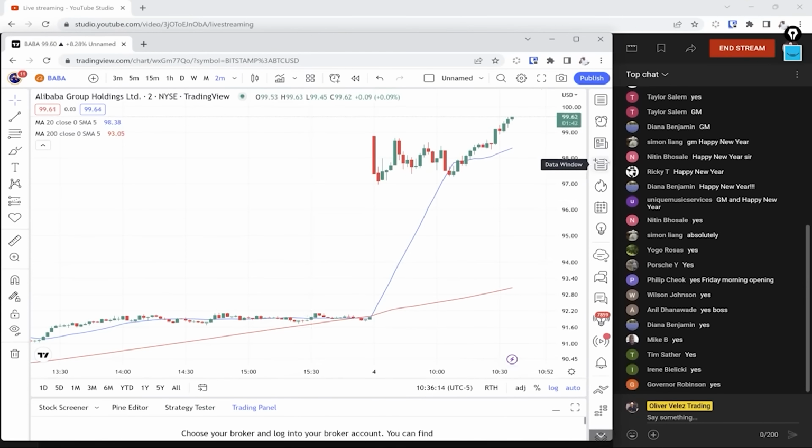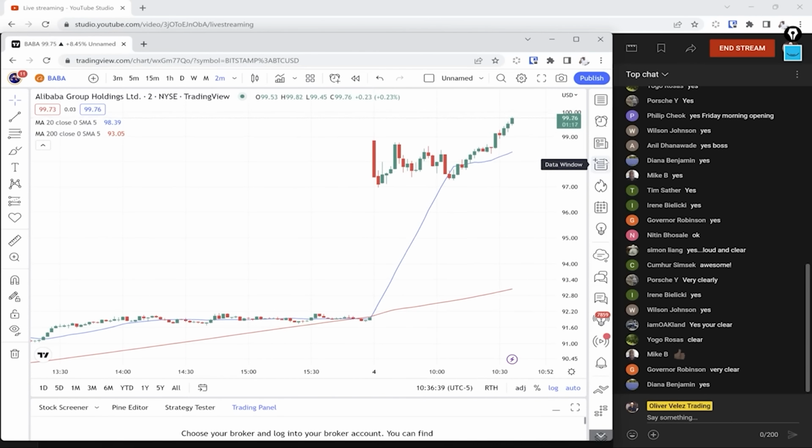What you're looking at is a 2-minute chart of Alibaba. Now, today turned out to be one of those really abnormally strong days despite multiple gap ups across the board, but I still managed to make a decent gain in BABA on the short side.